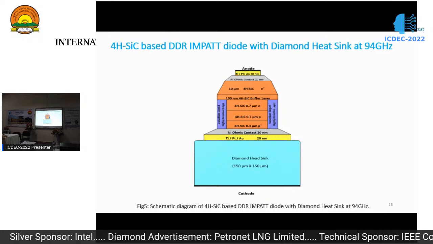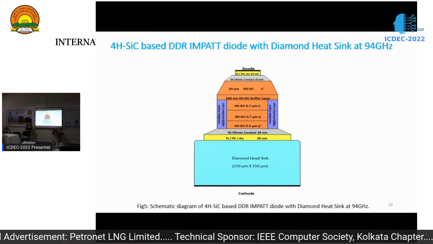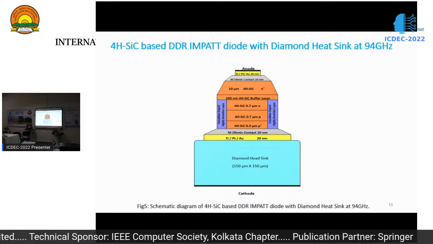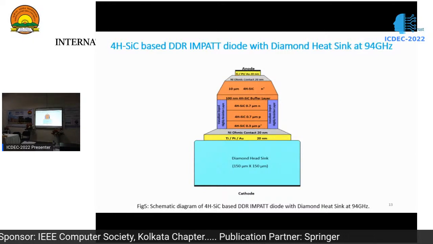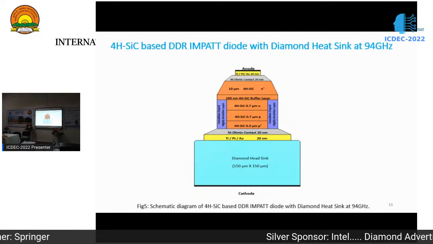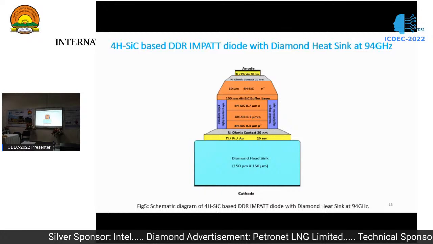Then we consider a 150 micron by 150 micron heat sink, so that the heat will be extracted by the heat sink when there is no pulse. Since the pulse is on for 100 nanosecond and the pulse repetition period is 33 microsecond, we have to see whether the temperature generated at the junction is extracted during the pulse off time. Okay.